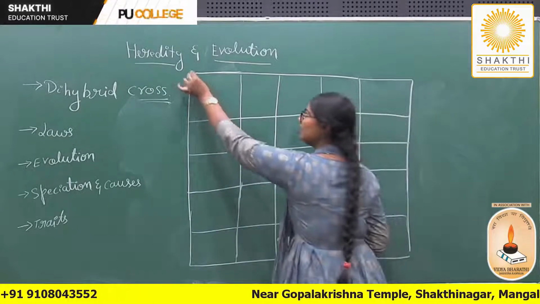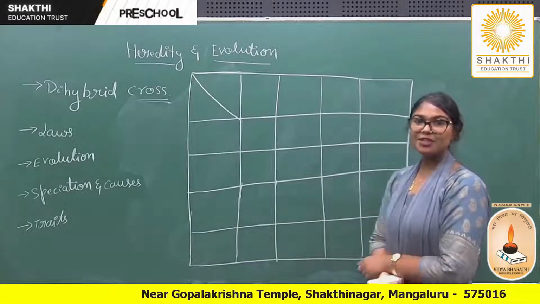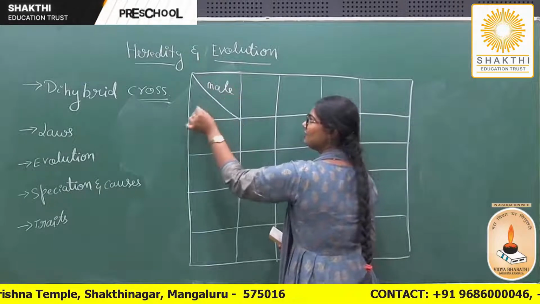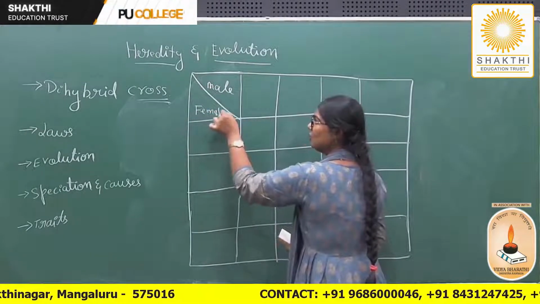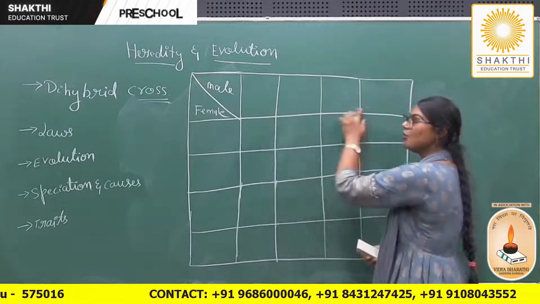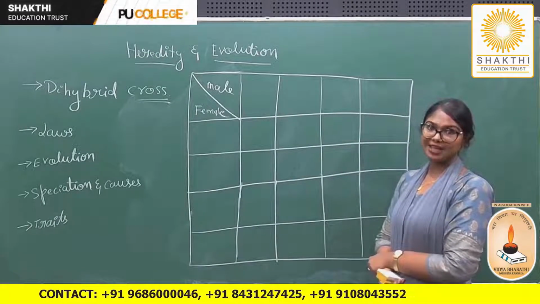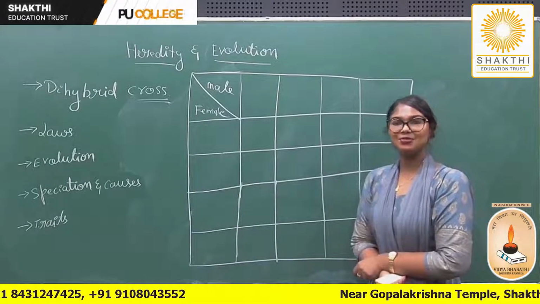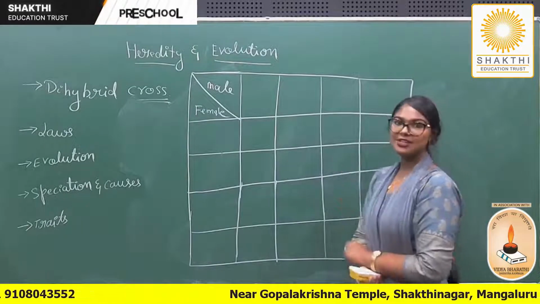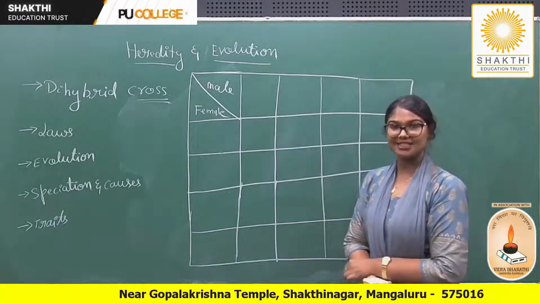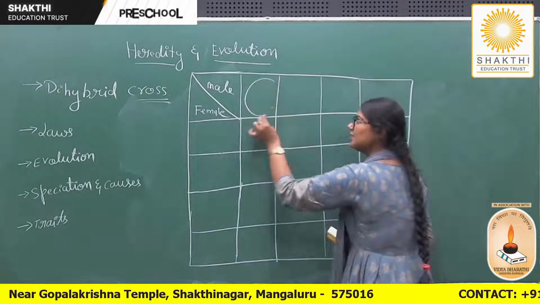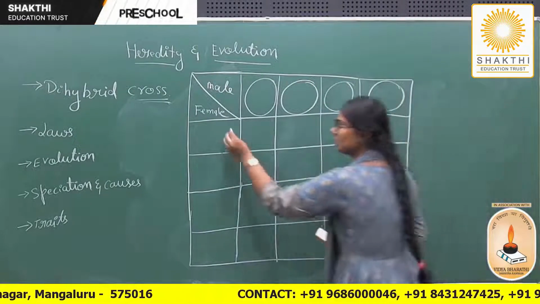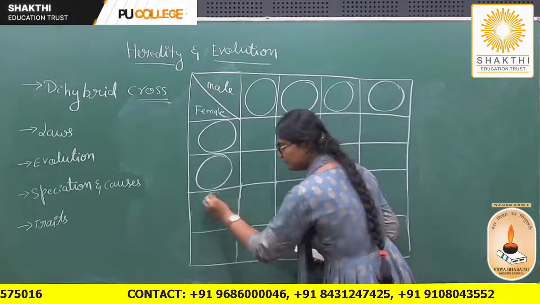I'll tell you what to do with this. We shall first start filling the Punnett square. The first box is always supposed to be filled as male and female. It means this row represents the gametes from the male or the father, and this column represents the gametes from the female or the mother. Once you have filled this, the next step is to fill the gametes. As you remember, gametes are always written inside circles, correct? So, we shall draw the 4 gametes first.